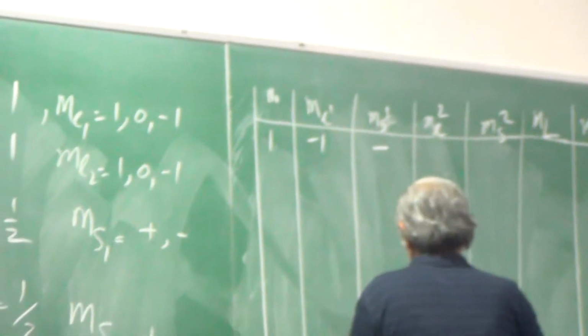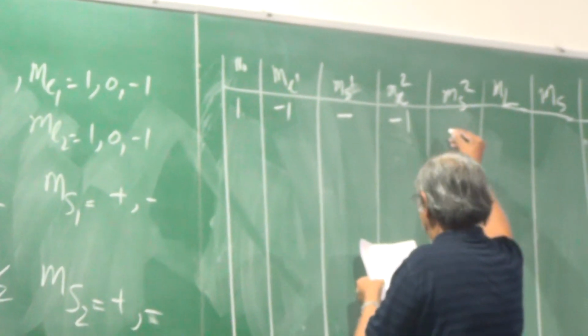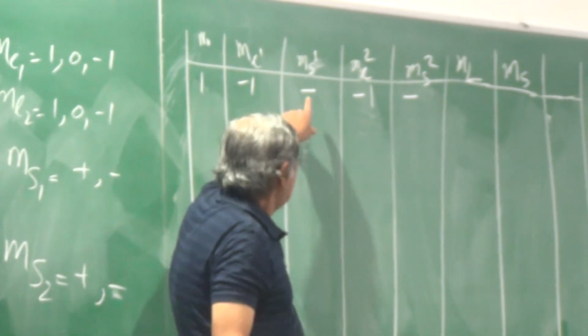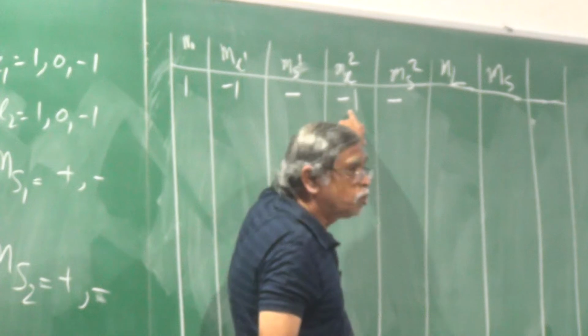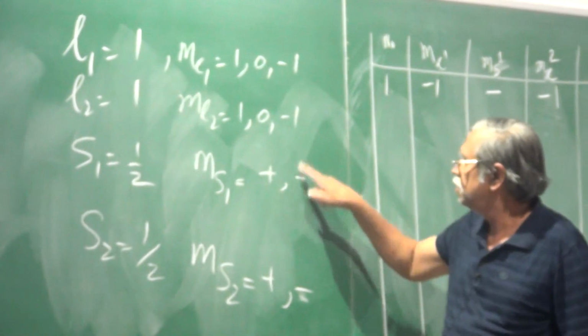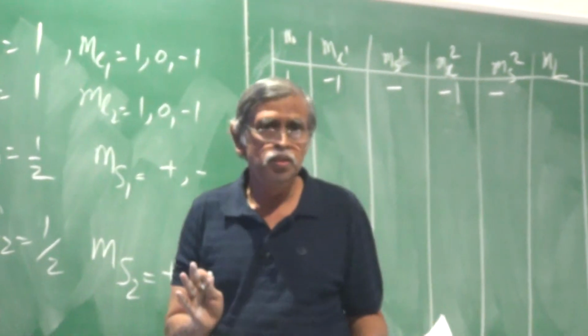So let's do it now in this first combination. Number 1. I'll take -1 for ML1, and for MS1 I'm going to take -half. ML2 I will take -1, and MS2 -half. So ML1 is -1, MS1 is -half, ML2 is -1, MS2 is -half. It actually means I'm taking this and this, this and this and forming one combination.